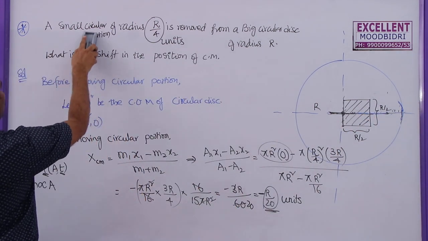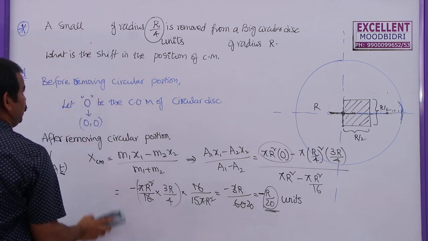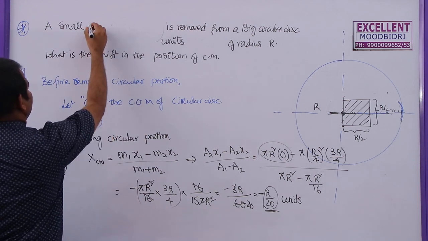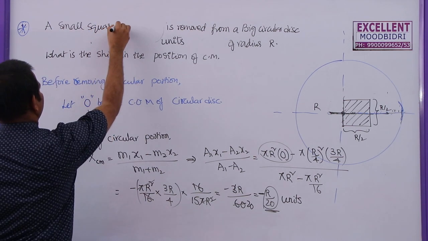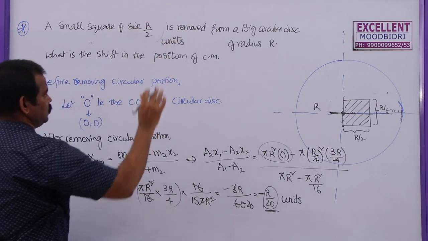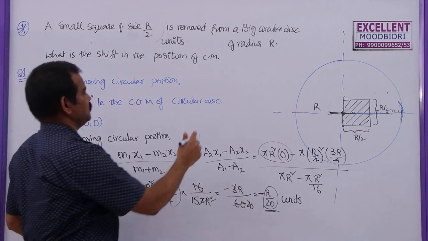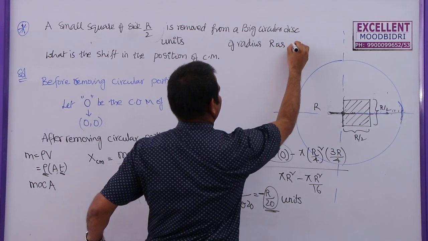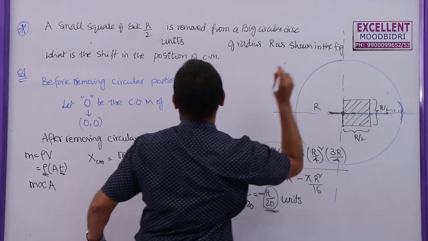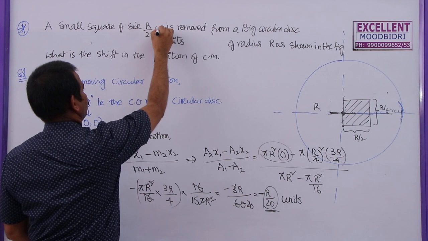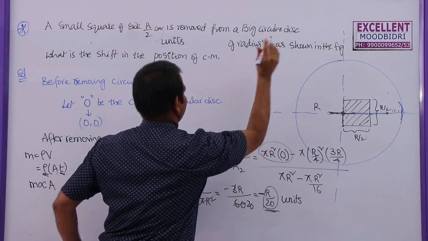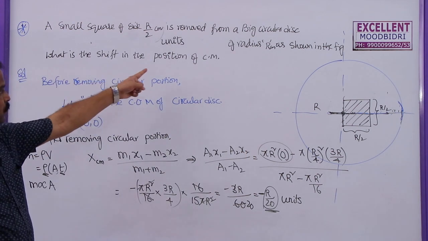Here, a small square of side r by 2 is removed from a big circular disc of radius r, as shown in the figure. So let me take this as r by 2 centimeter, so that this is also of radius r centimeter as shown in the figure. What is the shift in the position of center of mass?